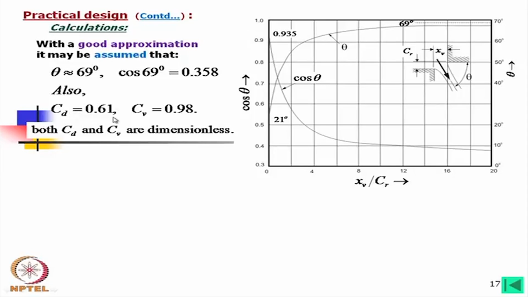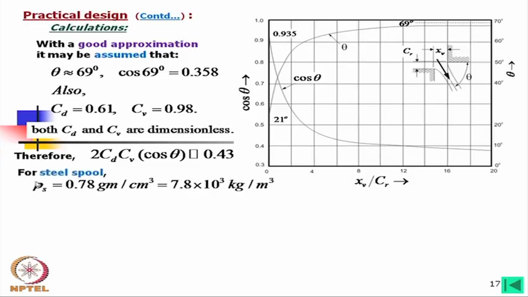Also Cd we take 0.61, in some cases it is taken 0.62 and 0.6, very close to that. And Cv is taken 0.98. What is Cv? Velocity coefficient, that is taken 0.98. That means it is very close to 1, and Cd and Cv are dimensionless. Therefore, 2 Cd Cv cos theta is approximately equal to 0.43. And for a steel spool, we can consider 7.8 grams per centimeter cube.